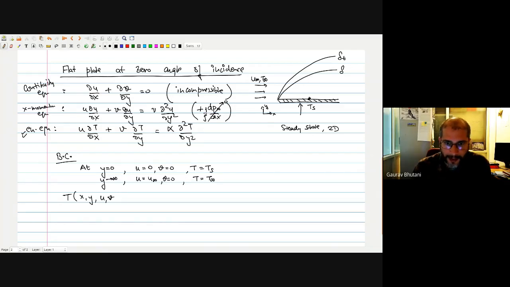And from the right hand side, I see that it depends on alpha. But we have to consider the boundary conditions as well. So T depends on, because if I change my boundary condition, my solution will change. So my T depends on Ts and T infinity as well. Okay, so T is a function of X, Y, U, V, alpha, Ts, and T infinity.